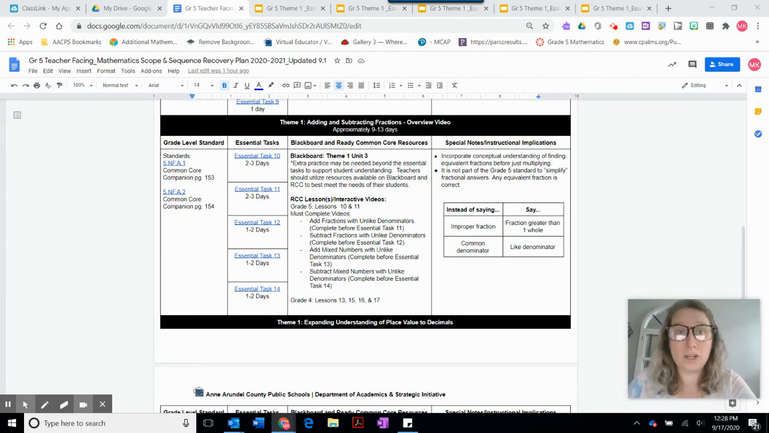This is a very important unit. It's foundation for the fraction operations. They're going to need to be able to add these fractions before they can multiply these fractions. So let's make sure we take our time. Let's make sure we establish that conceptual understanding for adding and subtracting with unlike denominators. So a couple things before we get started.